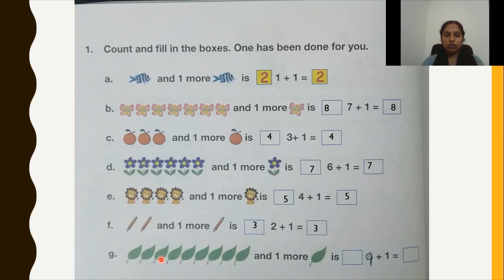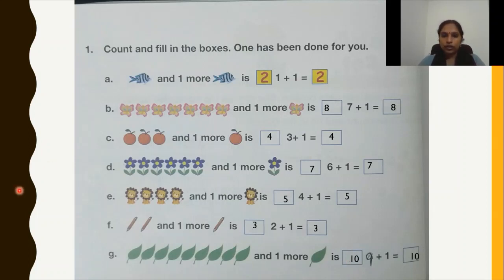Yes, last one. Can you count the number of leaves that is shown here? Did you all count? How many leaves are there? 1, 2, 3, 4, 5, 6, 7, 8, 9. We have 9 leaves here, and what are you going to do? Add one more leaf. So 9 plus 1 gives you 10. Very good.